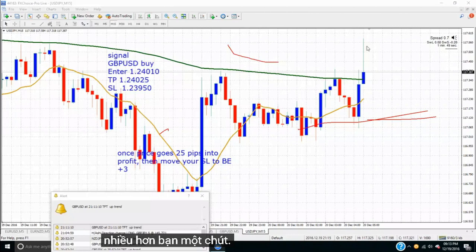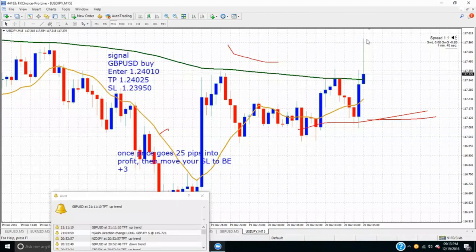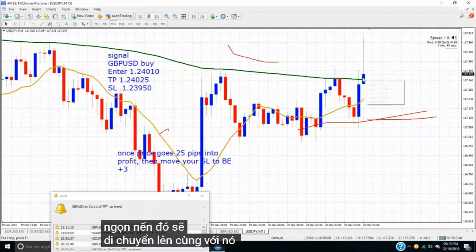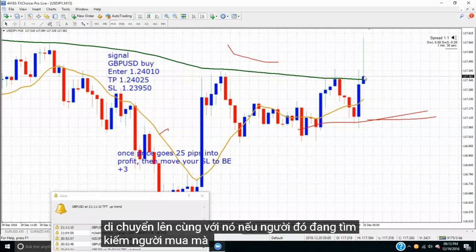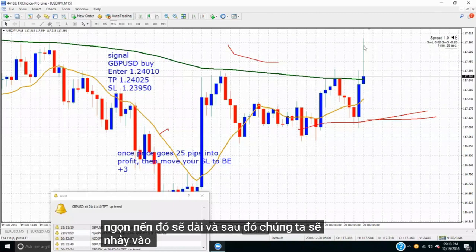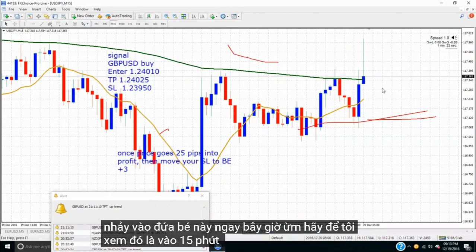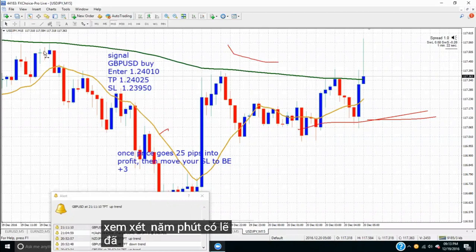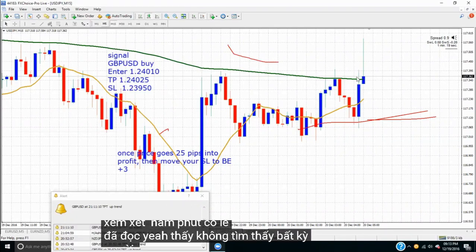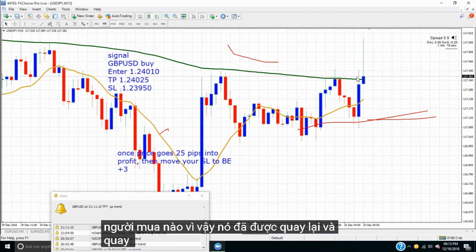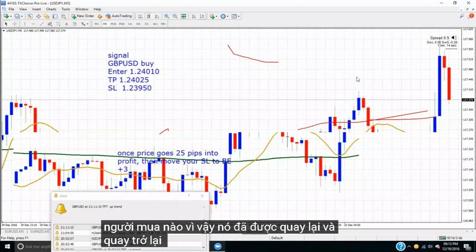Yeah, that thin green line, that's a wick. And it's searching for buyers, and it's not finding them, or that candle would be moving up with it. If it found buyers, that candle would be long, and then we'd be jumping in this baby right now. Let me see. That's on the 15 minute. I'm going to look at the 5 minute. It's probably already red. Yeah, see? It didn't find any buyers, so it's already turned around and gone back towards a sell.